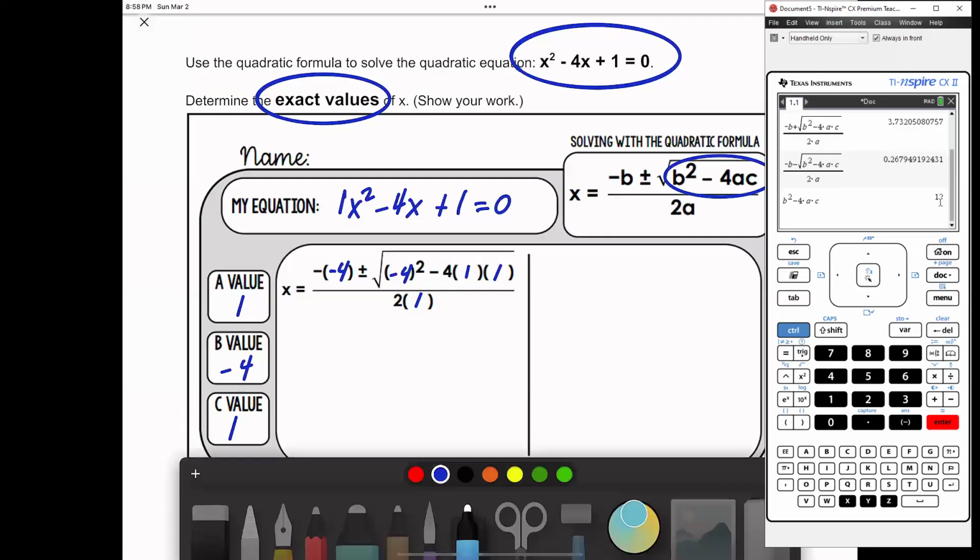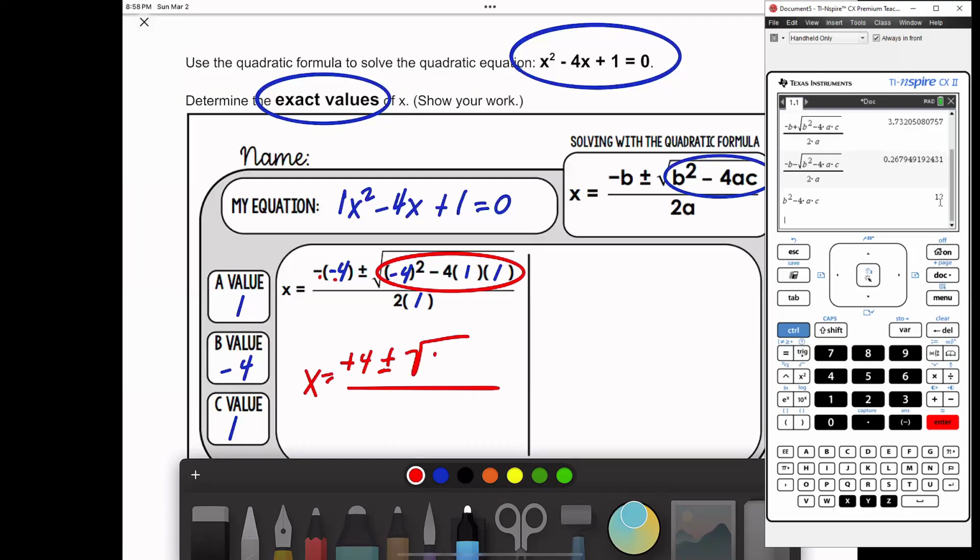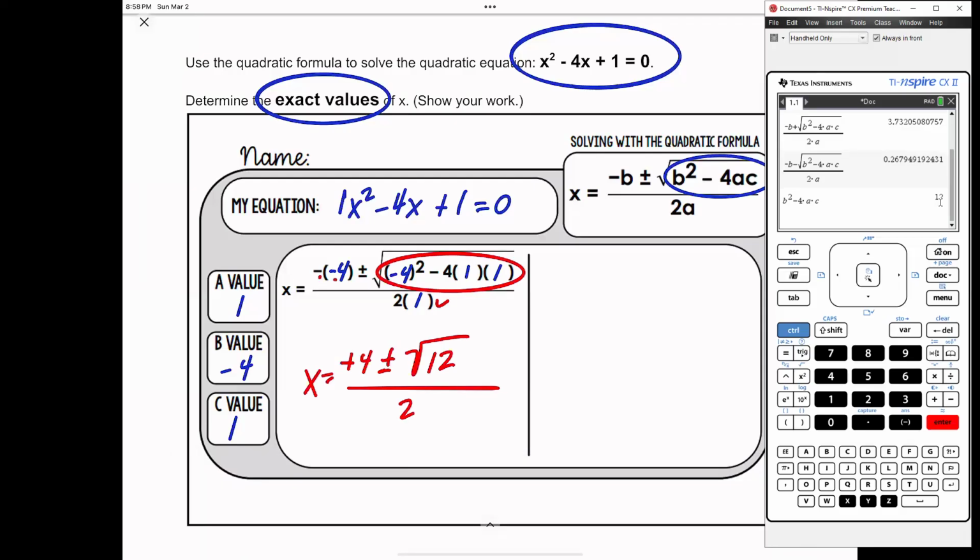Now I'm just going to go here and write my final answer. X equals, now a negative times a negative is going to be a +4. We're going to have plus or minus, and then all of this stuff in here is just 12. So I can just say the square root of 12, and then 2 times 1 on the bottom is 2, right? So this is our answer. This is what they want. They don't want decimals. So when they say exact values, that's all they mean.